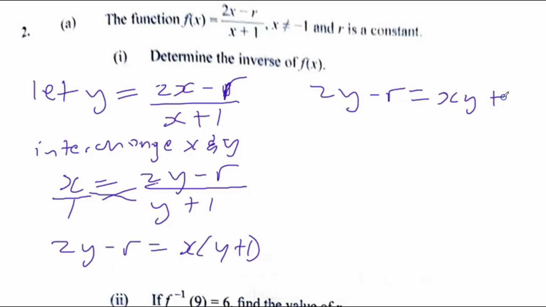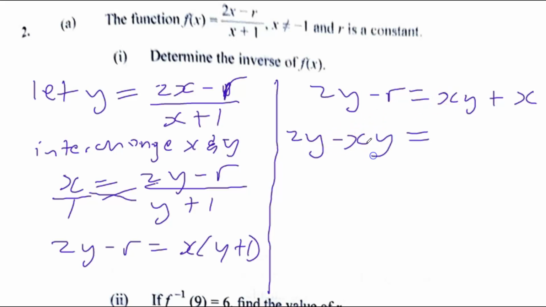And x times 1, that's 1x, which is x. So we need to transpose now for y. So we group the terms in y. So we have 2y. Group negative xy on the left is minus xy. And group negative r on the right, it's positive r.